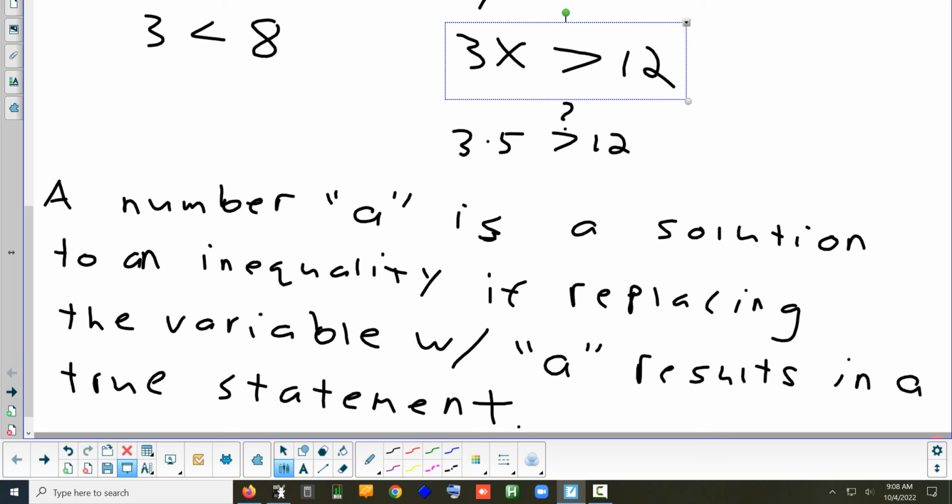What's different about inequalities is there's usually more than one solution. Right? That's pretty normal. And the solution to this problem would be any number that's bigger than 4. How many answers are bigger than 4? An infinite amount.